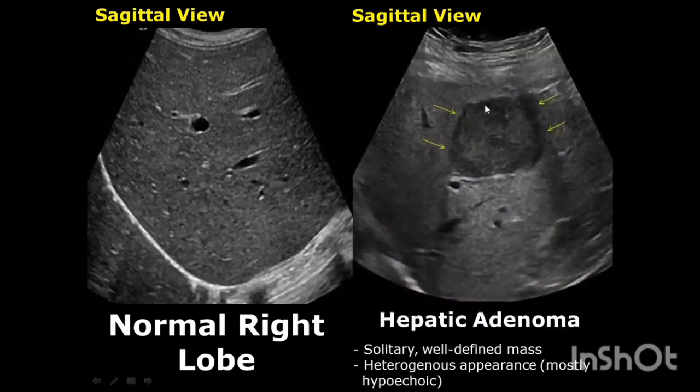A hepatic adenoma is a solitary, well-defined mass. It has variable appearance, but mostly it is hypoechoic. But we cannot confirm these lesions on ultrasound. We need to perform a CT scan.